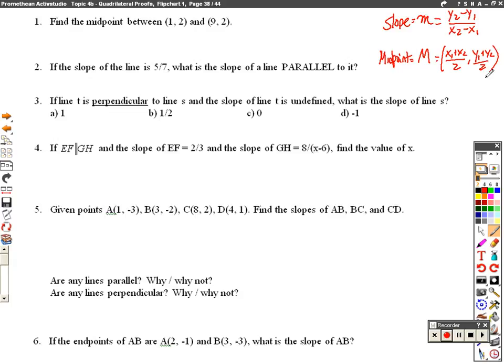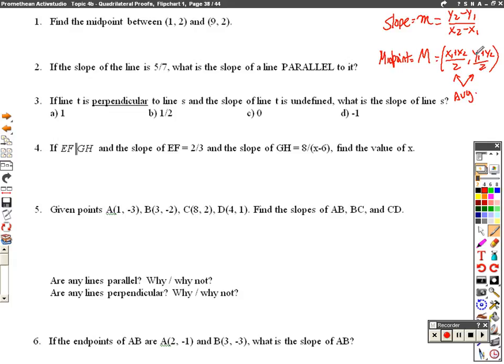The slope, I think you should by now really remember, but if you are having trouble with the midpoint, just think about these as averages. Basically we're averaging the x values, adding and dividing by 2, and averaging the y values, adding and dividing by 2.